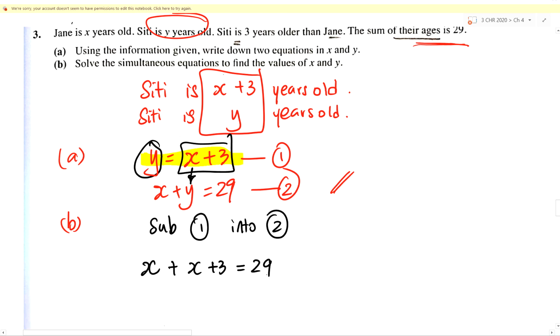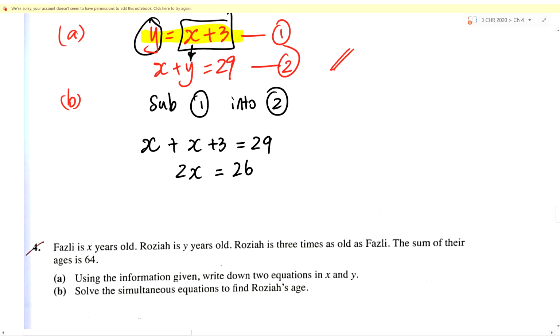2x equals 29 minus 3, which is 26. Now something plus 3 equals 29. The something must be 26, right? How do we get a 26? Well, we take 29 minus 3. 2 times of something is 26. What is the something? 13. We take 26 divided by 2.